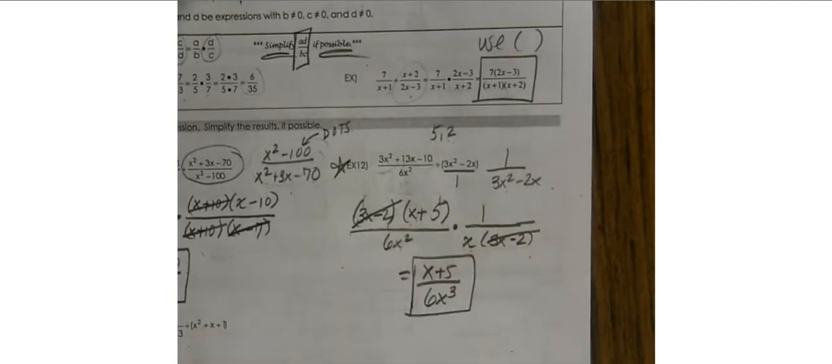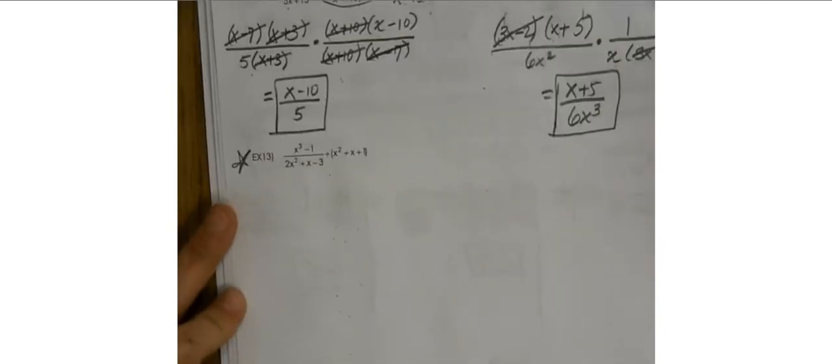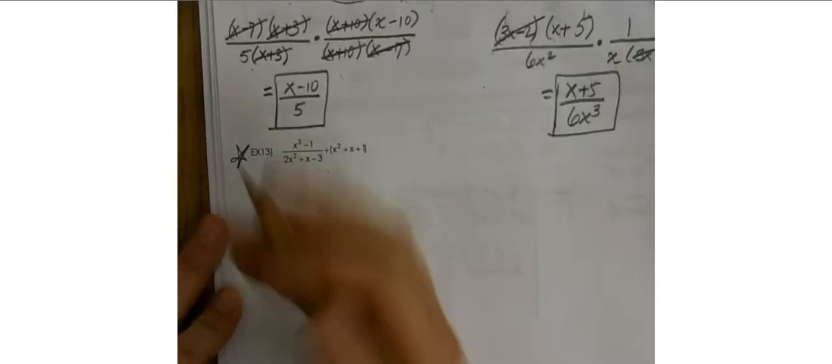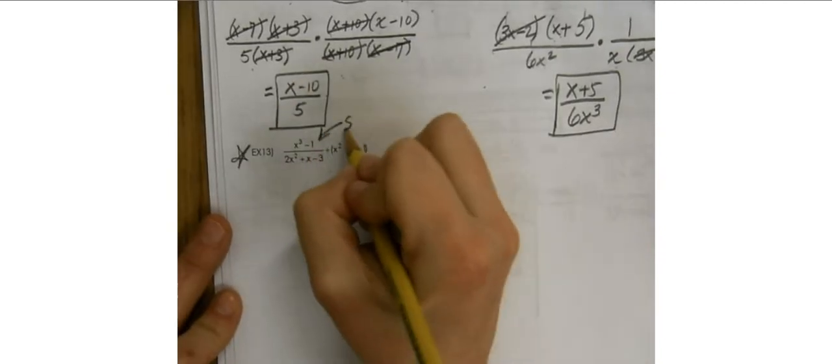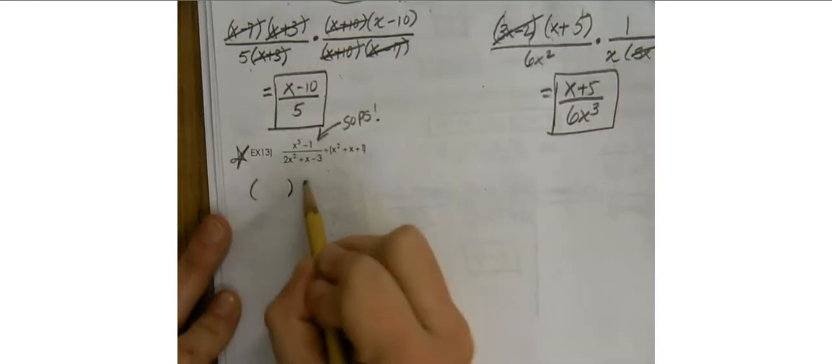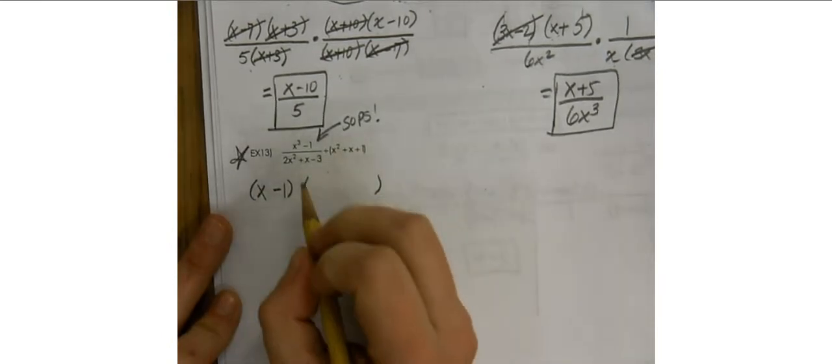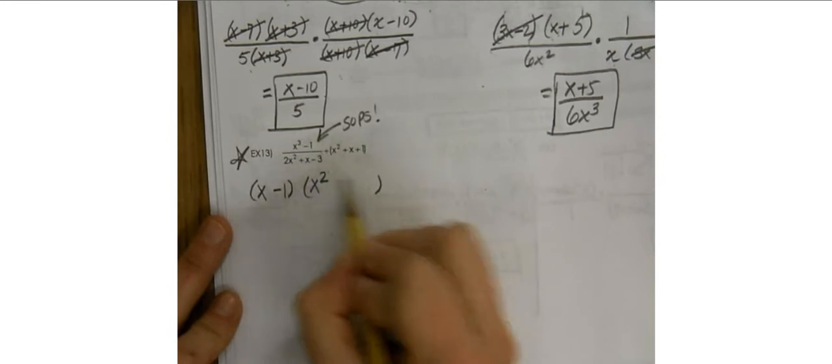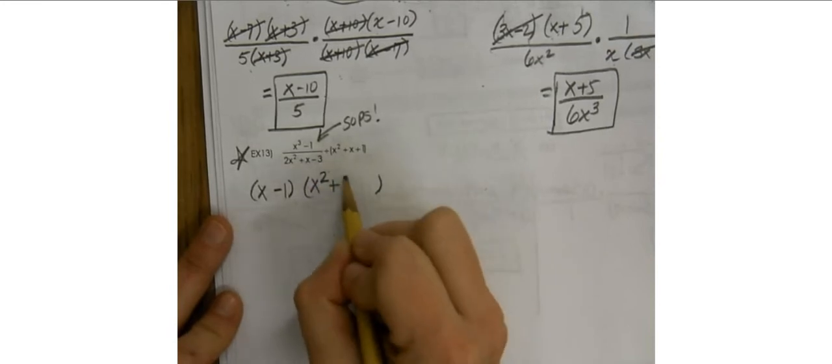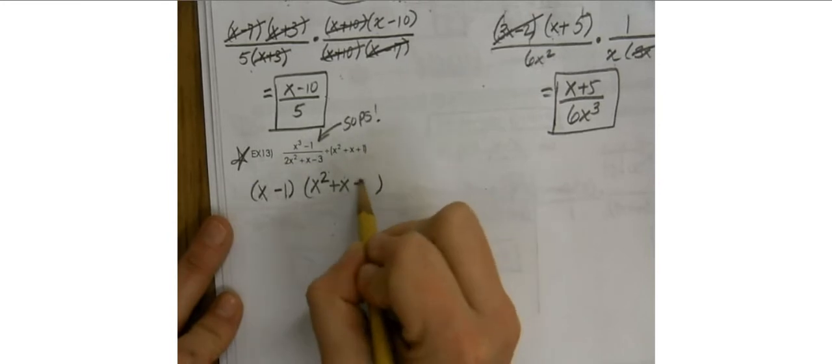Let's look at number 13. Number 13, I have a SOPs situation, a difference of cubes. So I'm going to break that apart into a binomial times a trinomial. So that's going to be x minus 1. And then square, opposite, product, square. So that's going to be x squared plus 1 times x, which is x. And then negative 1 squared is plus 1.